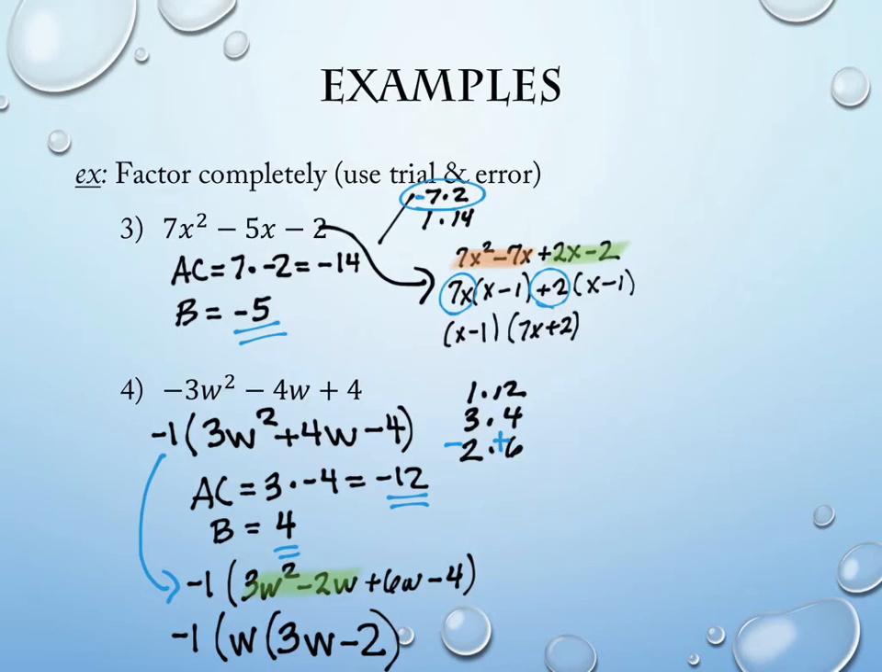Okay. The last two now, 6w and -4. A 2, and it's a positive 2. So I'm taking out that positive 2, and I have 3w minus 2 left.